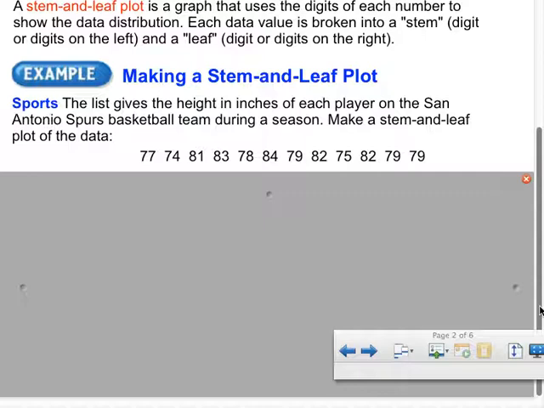So let's take a look at this example. We're going to make a stem and leaf plot. Sports. The list gives the height in inches of each player on the San Antonio Spurs basketball team during a season. Make a stem and leaf plot of the data. So the first thing I would recommend you do, order it from least to greatest. Some of you might have another strategy, but I'm trying to give you a strategy to start out with. Once you have it arranged from least to greatest, it's easier to pick out what your stems are going to be.